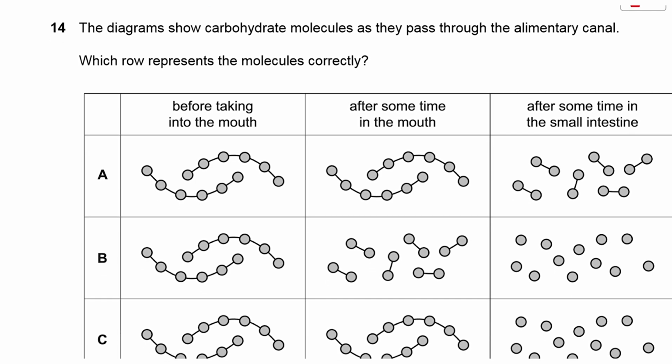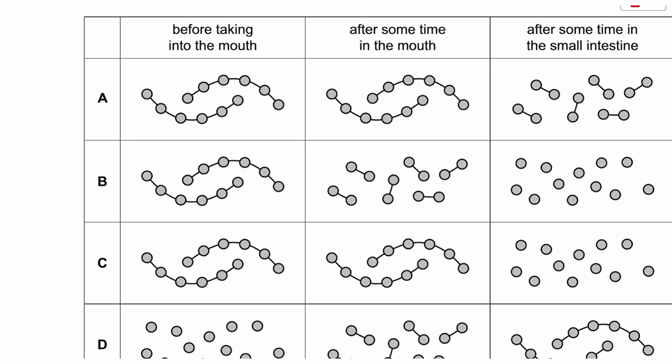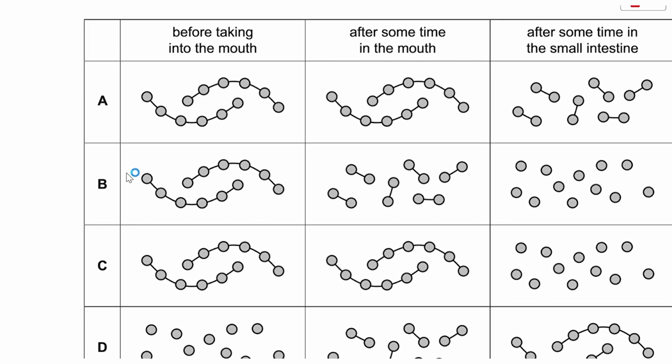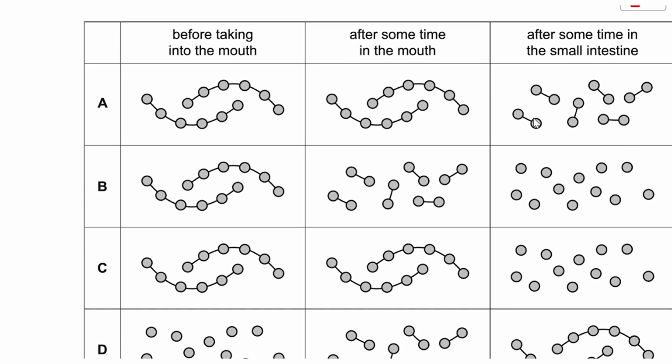Before taking into the mouth, after some time in the mouth, and after some time in the small intestine. Now, before you take it into the mouth, it's a large substance that is either A, B, or C. After some time in the mouth, it will be broken down by the process of physical digestion into some small molecules, which can now appear as B. And then after some time in the small intestine, they'll be broken down into their smallest units, which is this part here. So the correct choice here is going to be B.